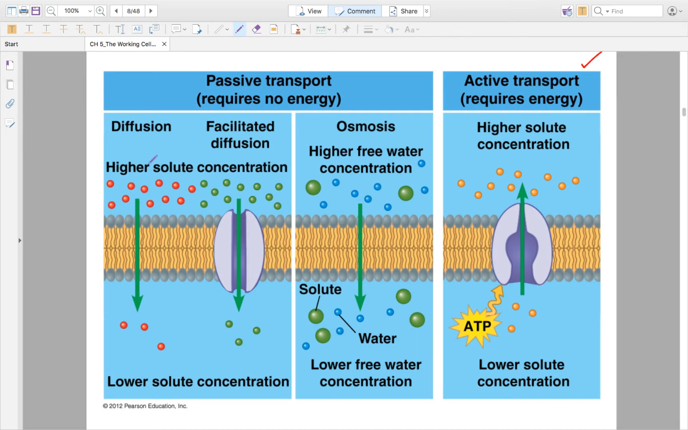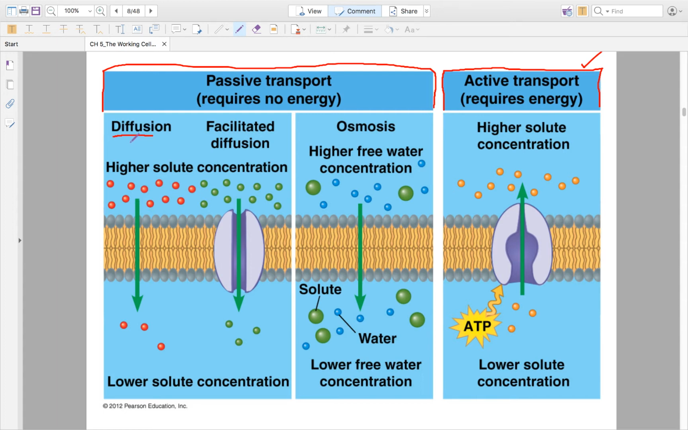Okay, the first thing that we're going to look at is diffusion. Now, notice that diffusion is falling under this big bracket called passive transport. Everything under here is passive, which means it doesn't require any energy at all. Now over here we have active transport, which we will discuss later. Okay, the first thing is diffusion.